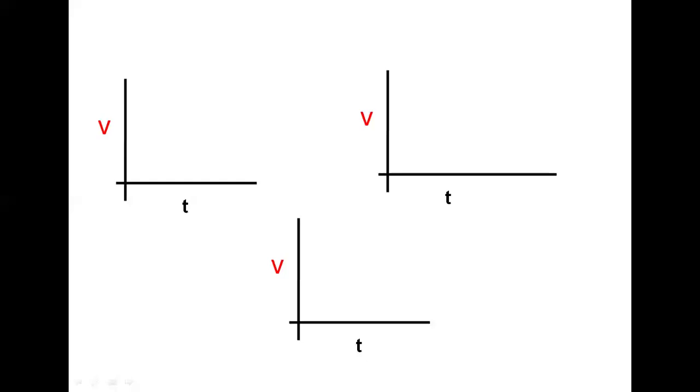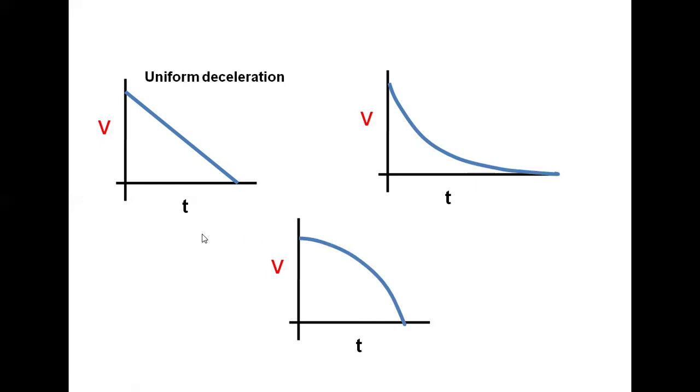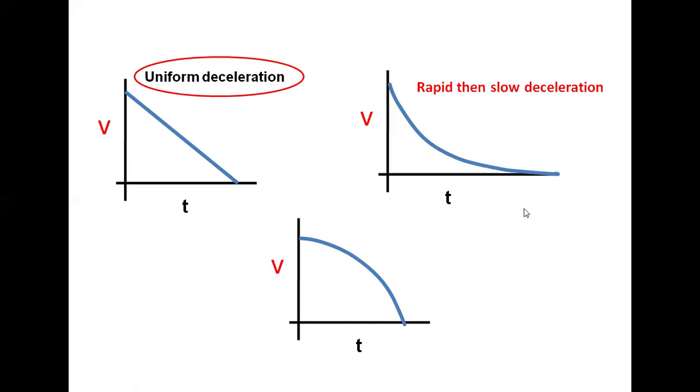Some more graphs, and they are showing deceleration because velocity is decreasing. First one is uniform deceleration. Velocity is decreasing uniformly. Gradient is constant. And finally, it comes to rest. Second one is also showing the deceleration, but non-uniformly. In the beginning, the rate of decrease in velocity is fast, and then it decreases. And finally, body stops. So rapid, then slow deceleration.